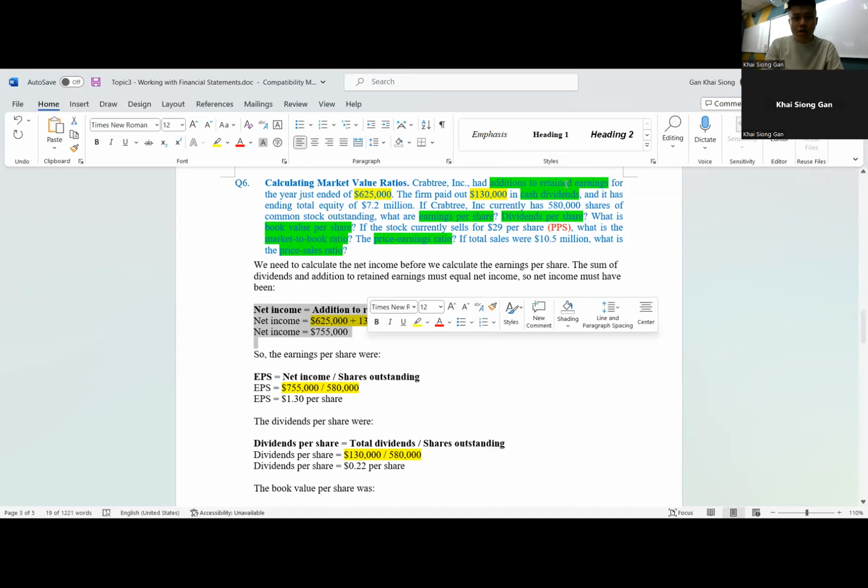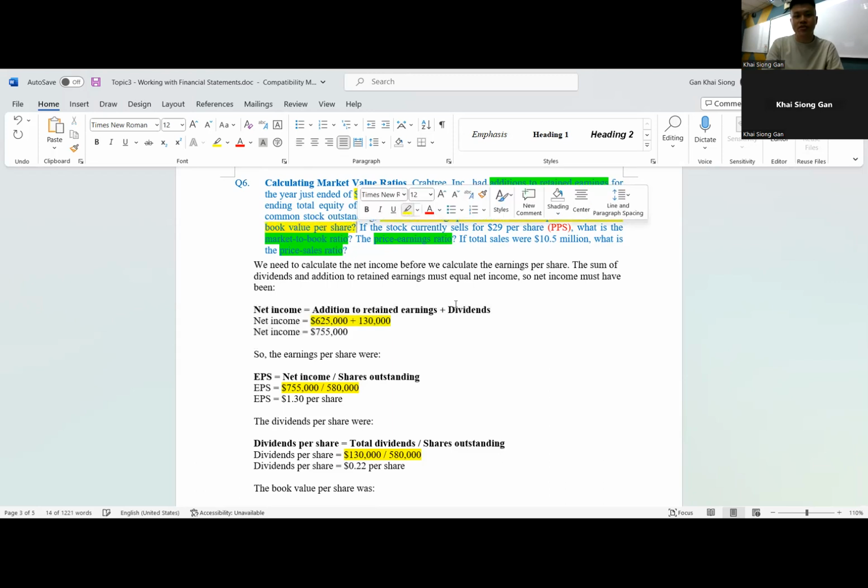Okay. Now, it has ending total equity of 7.2 million. If Crabtree Incorporated currently has 580,000 shares of common stock outstanding, the total shares, what are earning per share, dividend per share, and book value per share? Okay, we do the first three components over here first.